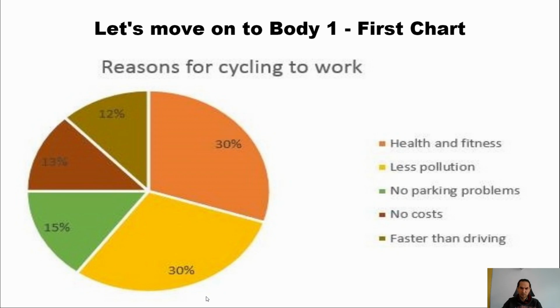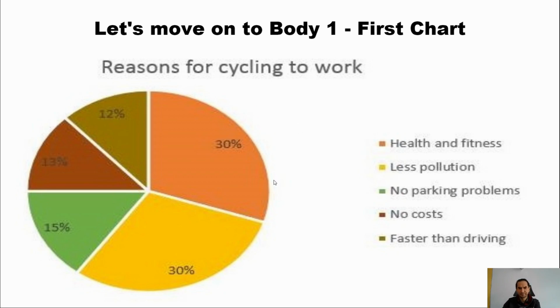So they are 30% each. And then you have 15, 13, 12, 15 again for no parking, which is half of this figure, okay? So you can look and write that the figure is half of that of the first one, okay? You can play with the words. Or if you can, no problem, just write, say 15% of people preferred going to work by bicycle because of not having parking problems, okay, something like this.